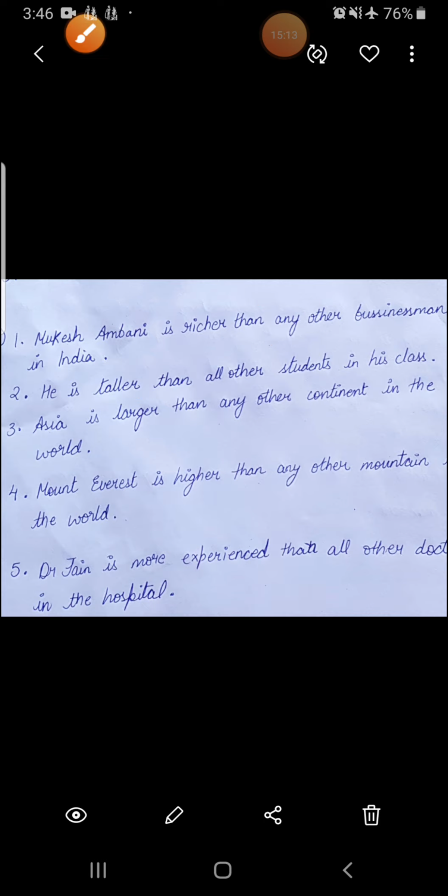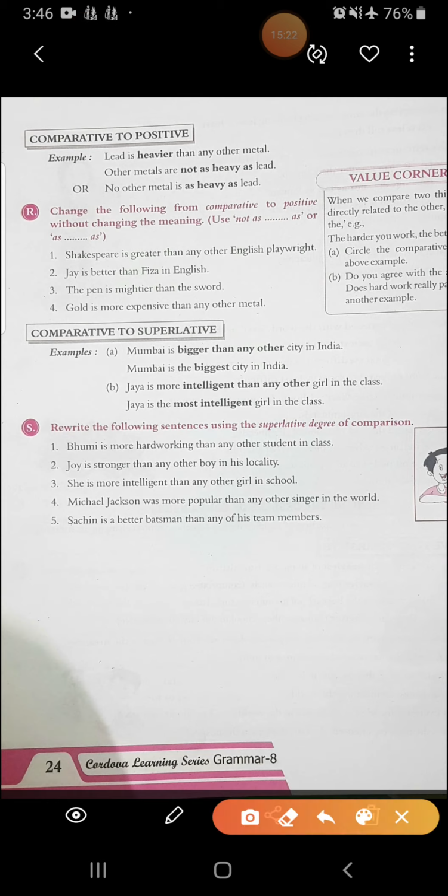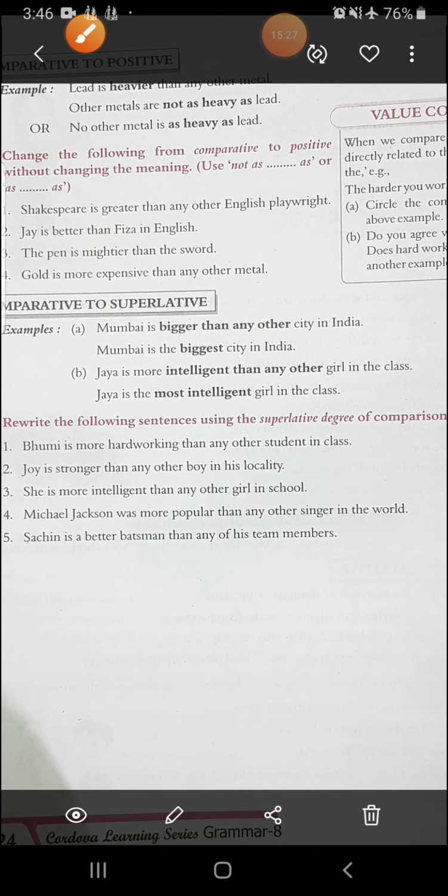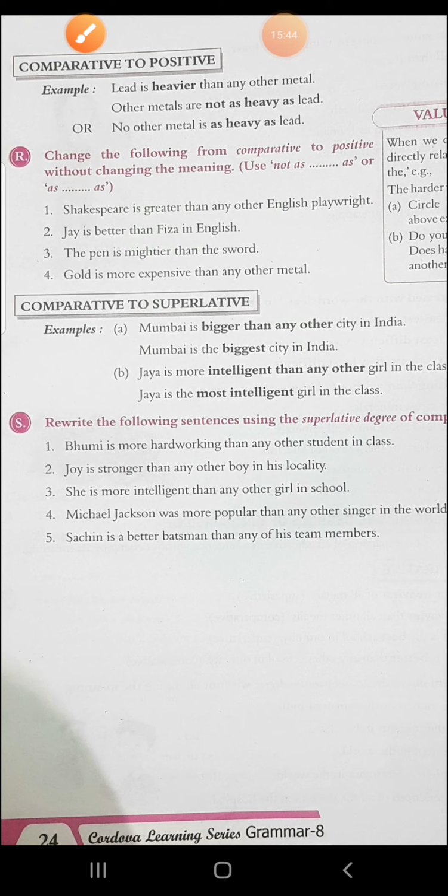Alright, now let's get back to our next exercise. See here on the last page of this chapter, here we are changing comparative degree to positive degree. Comparative to positive. And see the example. Lead is heavier than any other metal. How it is written? Other metals are not as heavy as lead, or we can say no other metal is as heavy as lead. You can write in any of these forms. Alright, you can write any one.